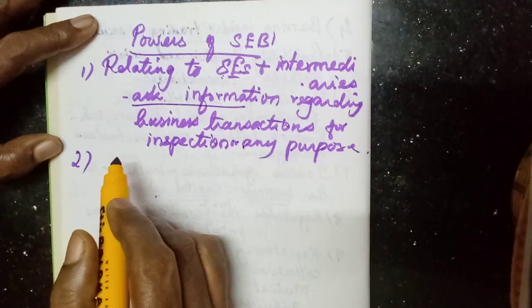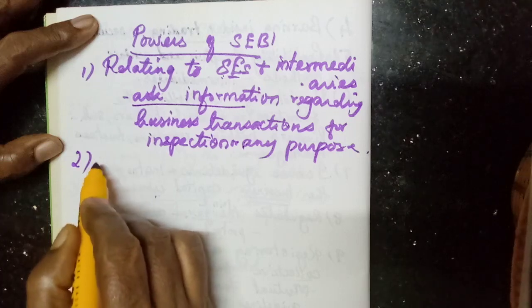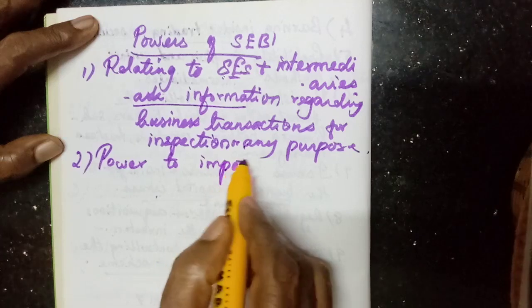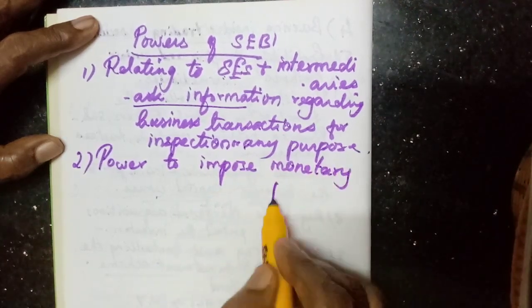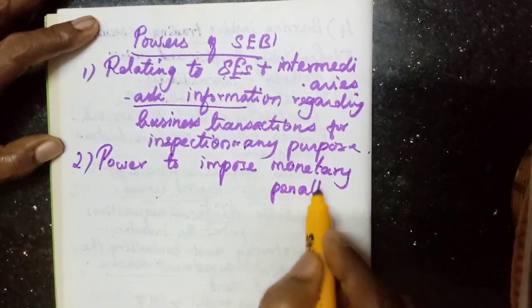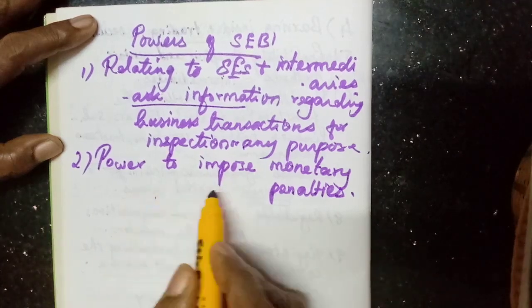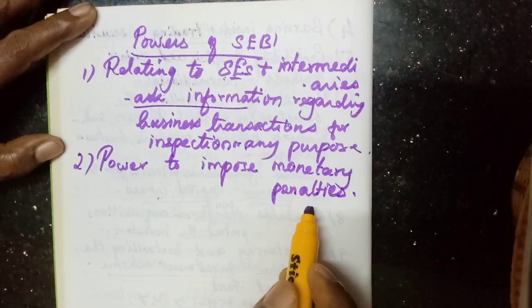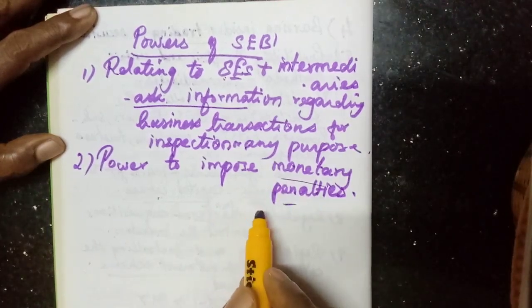Then, the second power: power to impose monetary penalties. Fine, isn't it? That is called fine, penalties. So, if it finds any fault, it has the right to impose penalties in monetary value. Okay. So, it is empowered to impose monetary penalties on the capital markets.